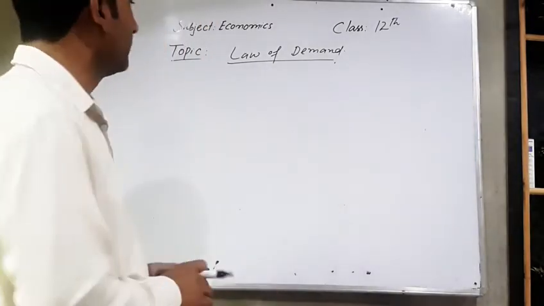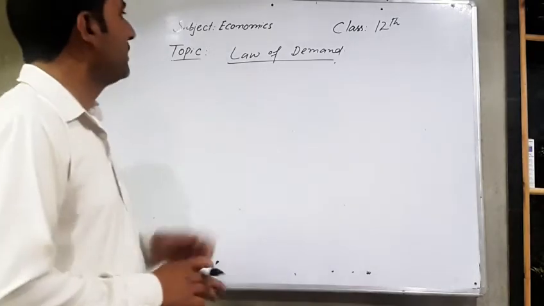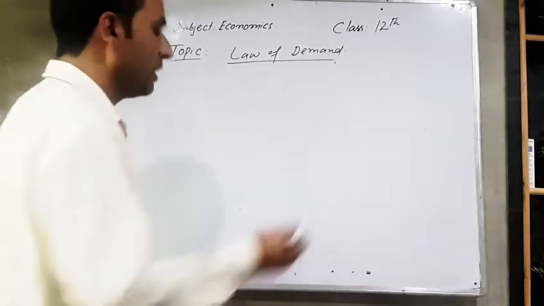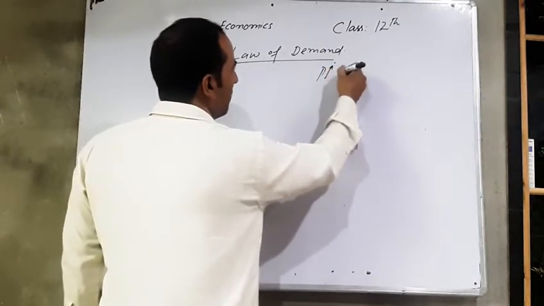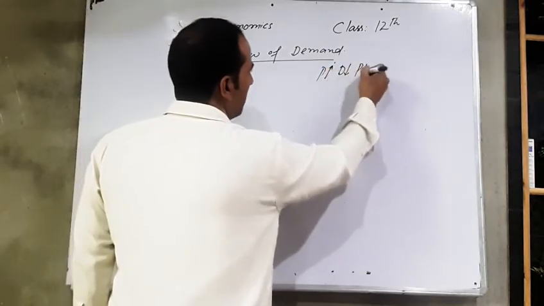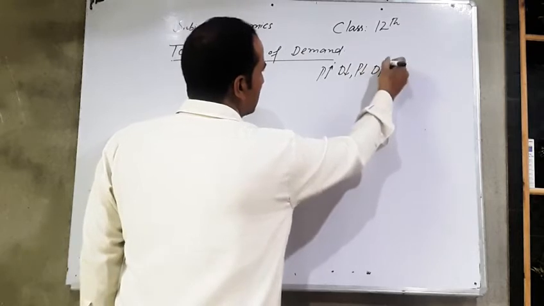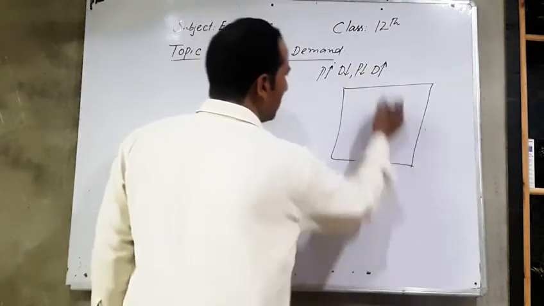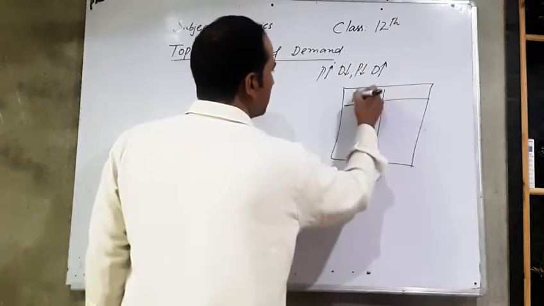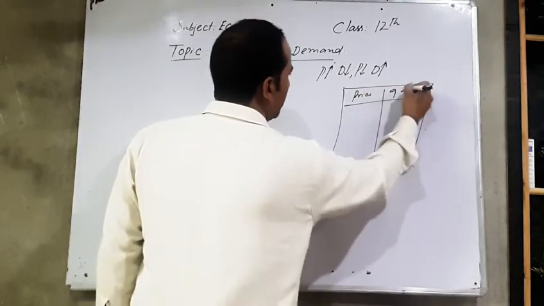In the last lecture we explained this law of demand with the help of a schedule, and we say that when price rises, demand falls, and when price falls, demand rises. And we make a schedule like this. For example, if this is price, this is quantity demand.